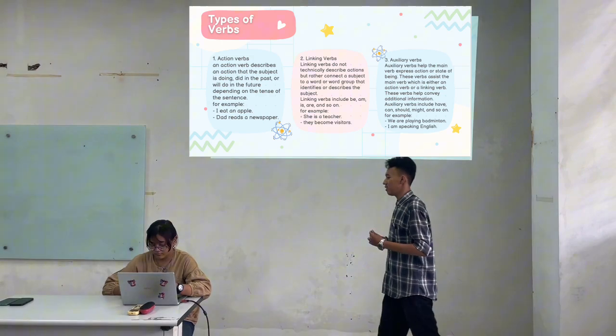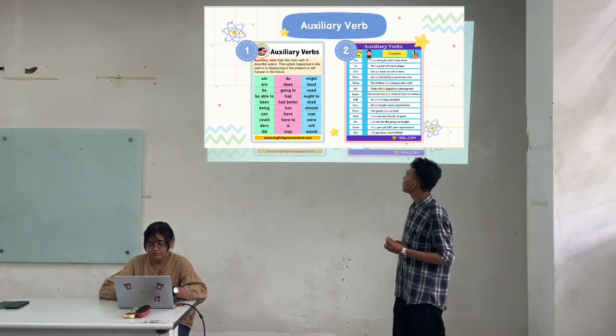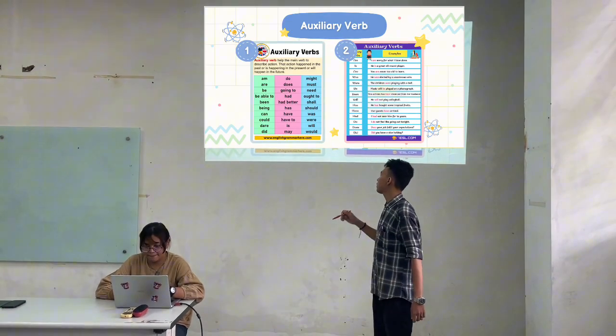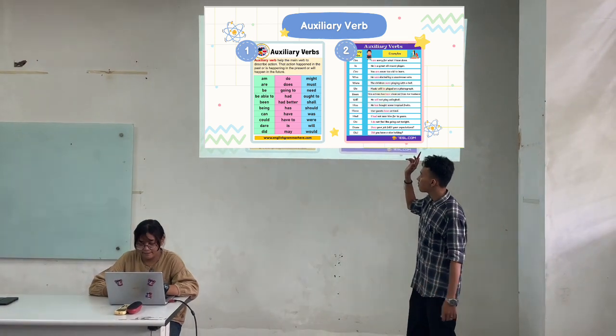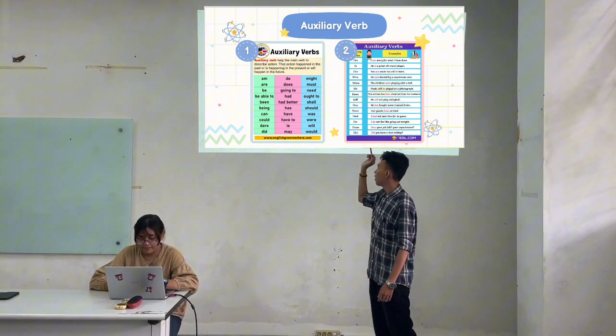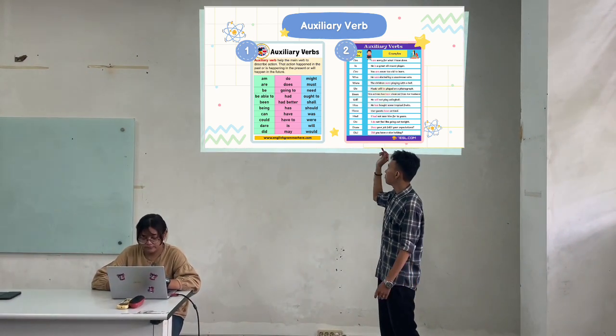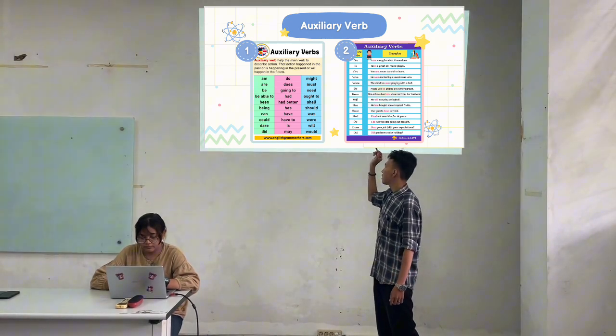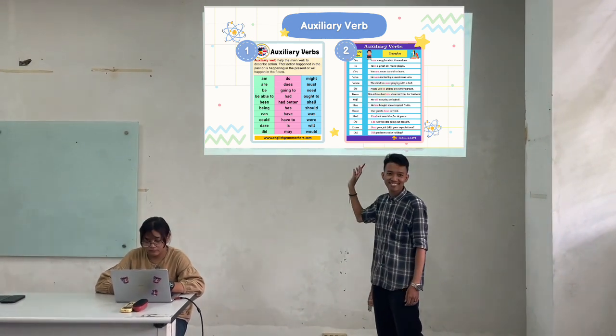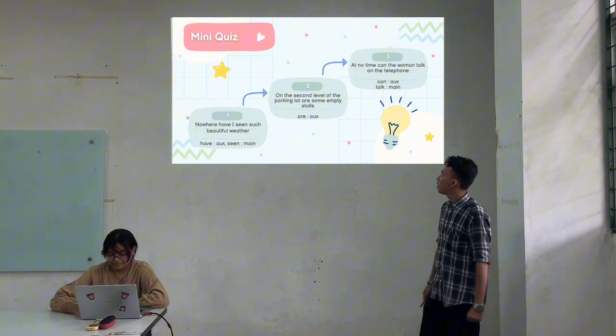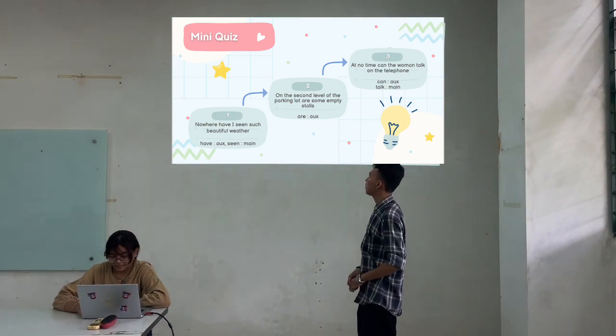Next. The auxiliary verbs are like am, are, be able, and so on. Okay, next we have a mini quiz.